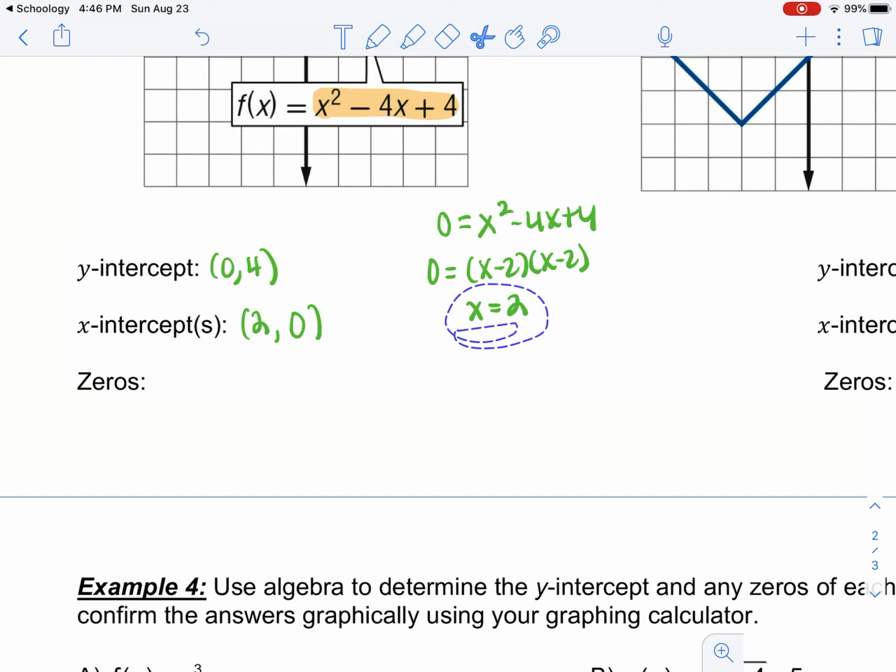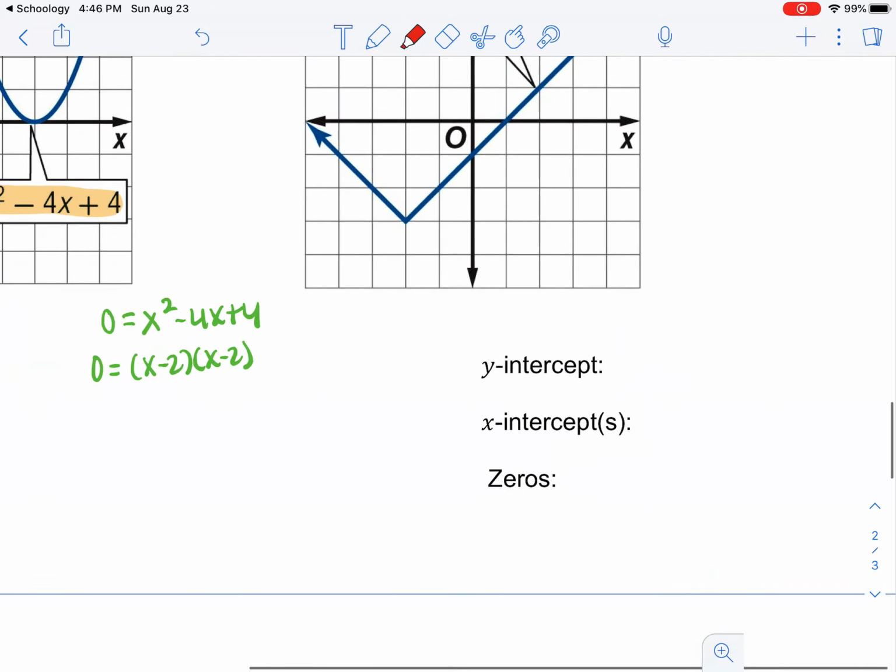This right here, let me just cut this. This is my 0. Okay, so zeros and x-intercepts are very similar. Intercepts are always written as ordered pairs. Zeros are just x equals. So zeros are always just x equals.